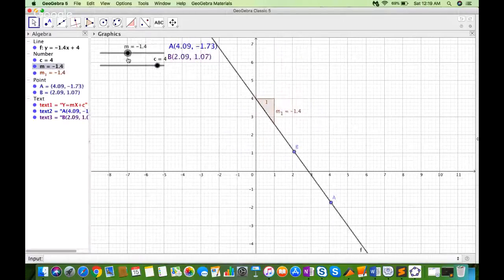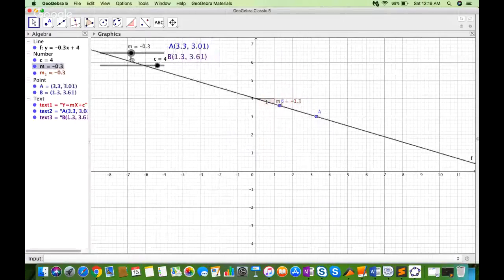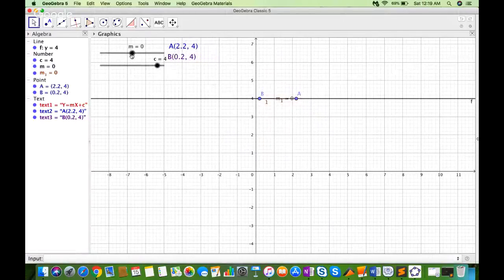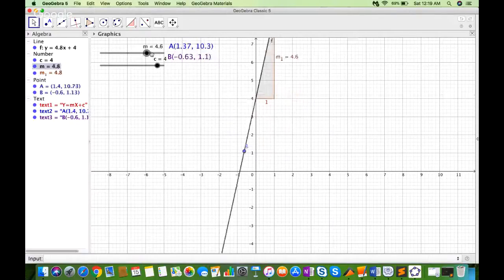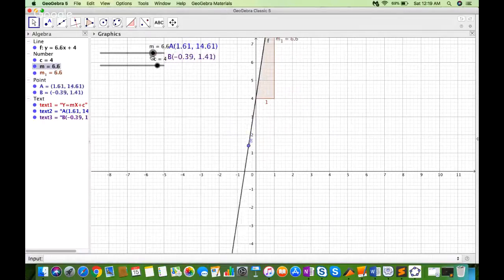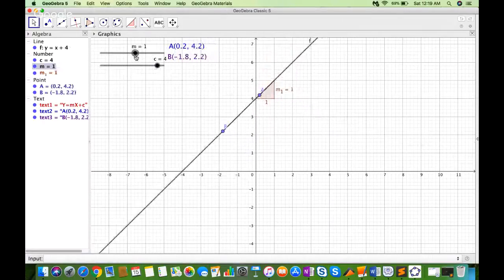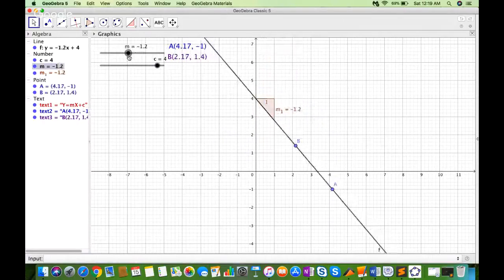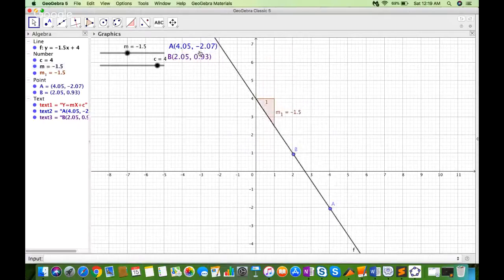Hopefully this is clear. When the gradient is 0, the line is exactly parallel to the x-axis. As the gradient increases, the line becomes perpendicular to the x-axis. So let me take a negative line. See this, if the gradient is negative, the line goes downwards. In this case, height is negative, width is 1.